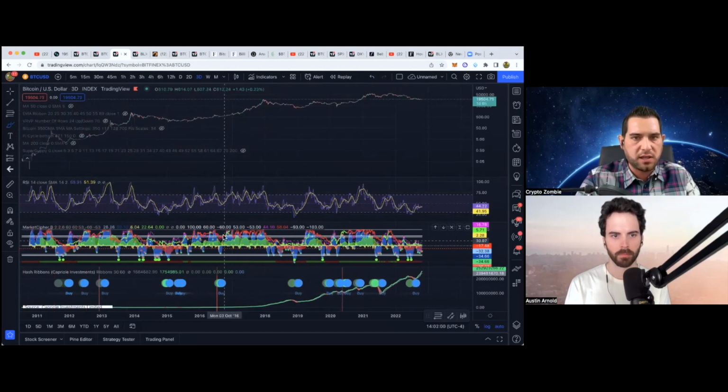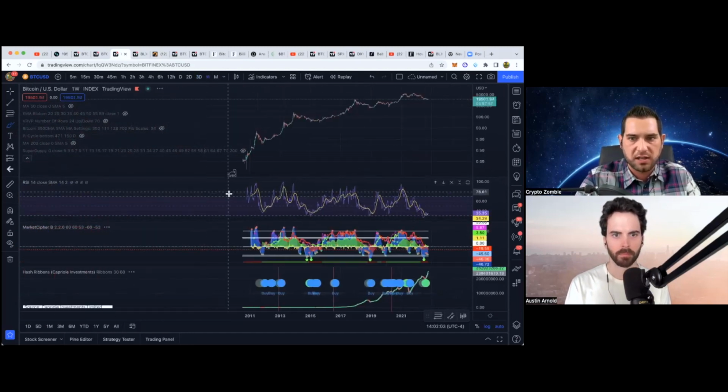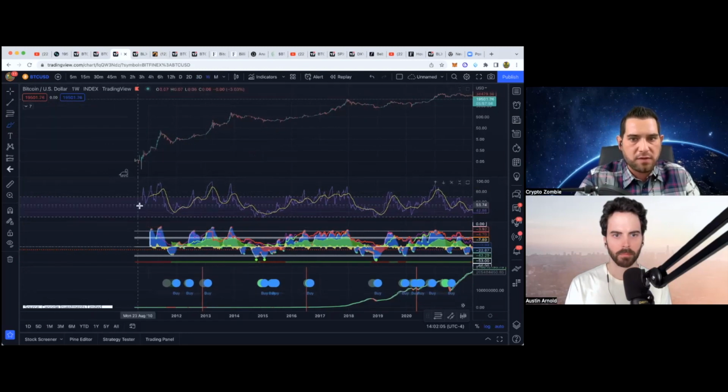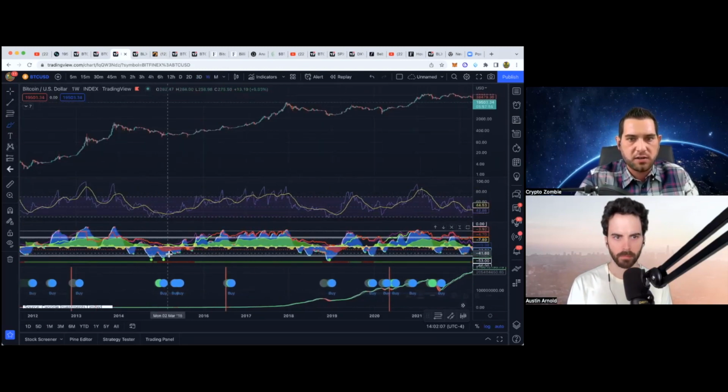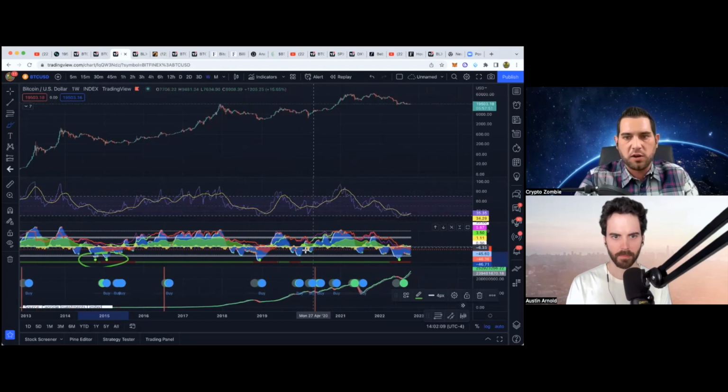You can see if we switch this to the weekly, it's a lot cleaner. Do you see these green dots down here? These green dots right here? Yes, I know there's a lot going on. I'm trying to make it simple. These green dots, green dot right here.